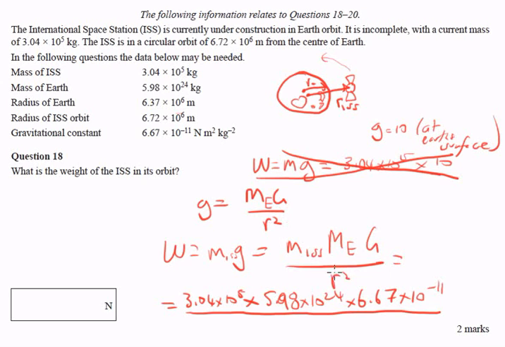The radius, what radius do we use? Do we use the radius of the Earth or the radius of the orbit? We have to use the radius of the orbit, this guy here, 6.72 by 10 to the 6. When you do that on your calculator, you get 2.69 by 10 to the 6 newtons.